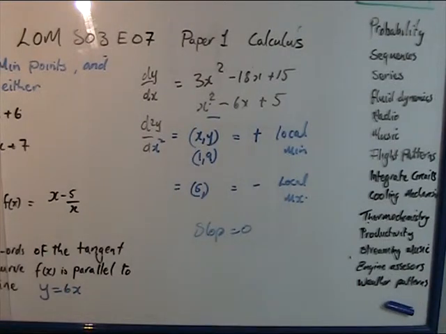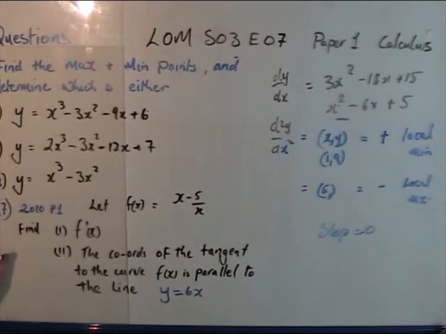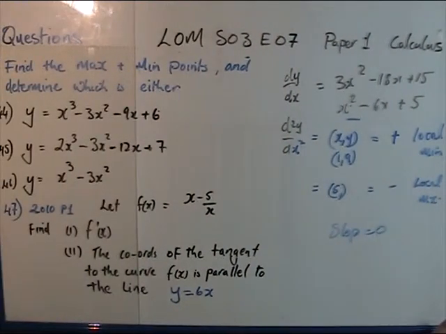Right, I hope that's a bit clear. Maximum minimum turning points: get the second derivative and then put them in. Depending on your answer, minus becomes a local maximum, and a positive result gives you a local minimum. Now here's some questions here.